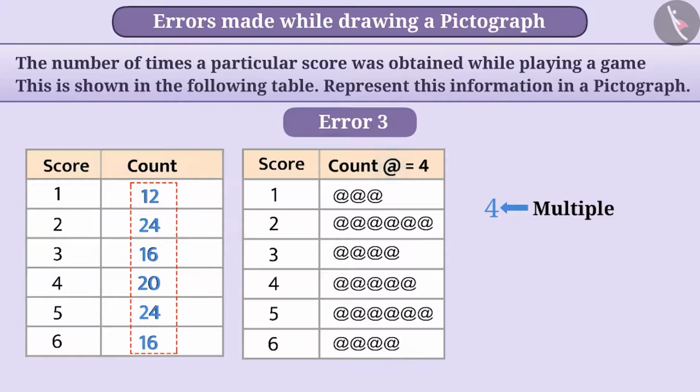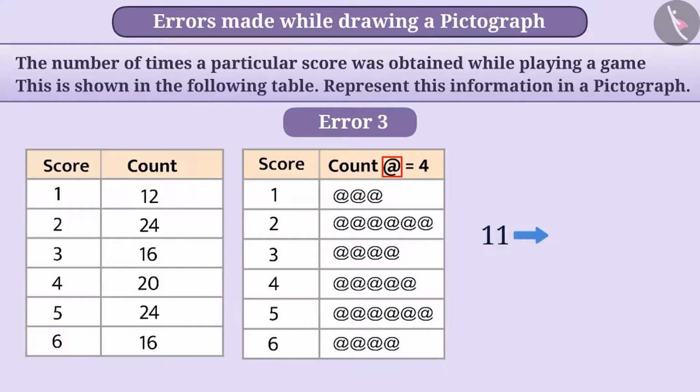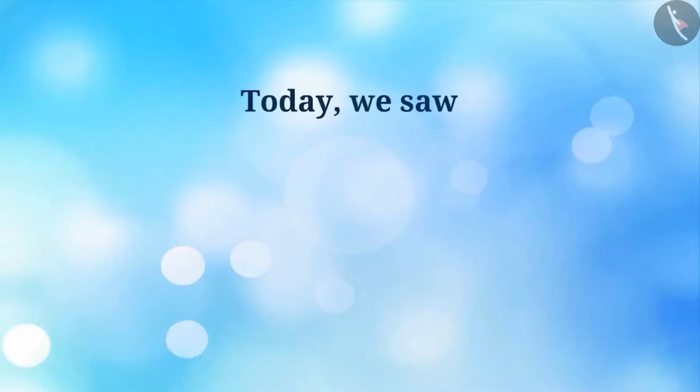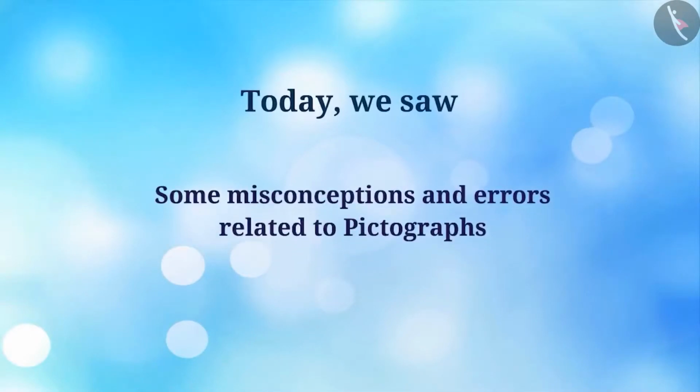Suppose we use this symbol. Think we had to represent 11, then we would have difficulty in representing 11 correctly with this symbol. So, we should always use simple symbols. For example, if we use this symbol, then we can easily represent 11 in this way. Today we saw some misconceptions and errors related to pictographs.